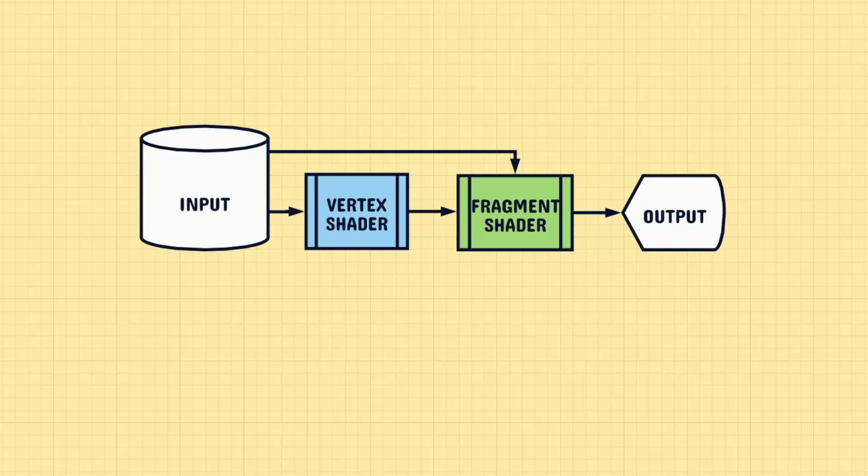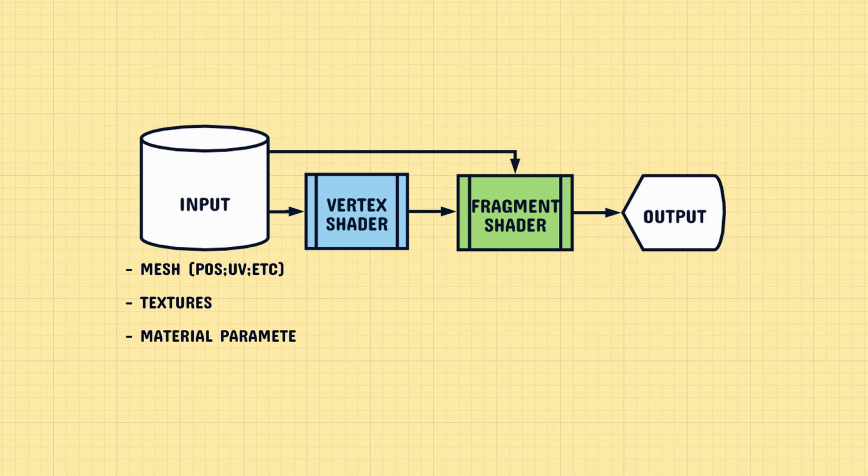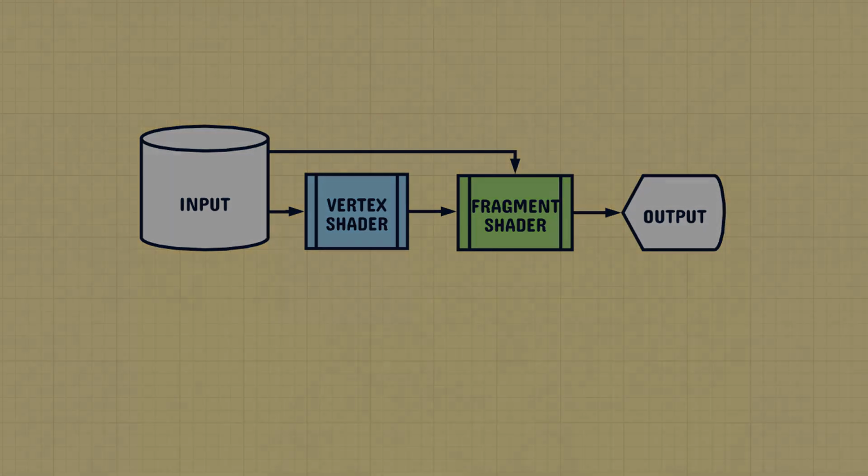So let's dissect this simplified scheme and see where it takes us. Input. We'll delve deep into input in a later video. So for now, let's just say it includes mesh, which are vertices, normals, UVs, vertex color, textures, and material parameters. There's a lot more you can jam in there, but we're doing a friendly introduction before going in deeper. Wait, that came out wrong.